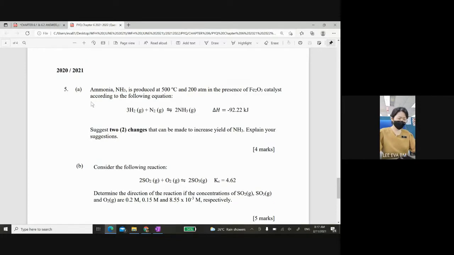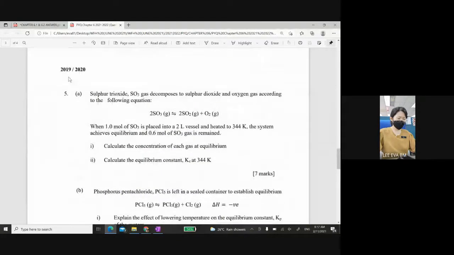Okay, and then we look at the 2020 one. So 5A, again, you are given an equation. Calculate the concentration of each gas at equilibrium. This question is what we did in the second part of our Exercise 2. So it has nothing to do with the direction. Here you need the ICE table: initial concentration, change in concentration, concentration at equilibrium and so on.